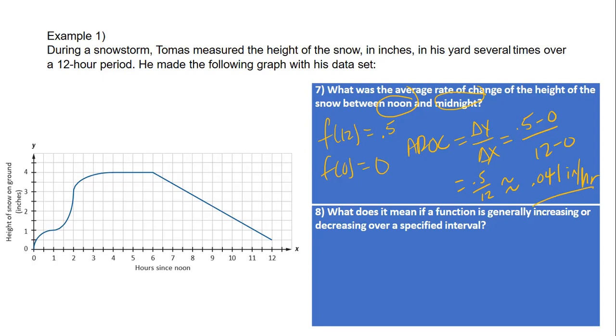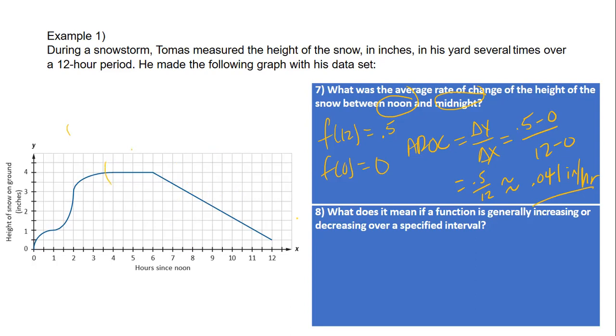Next, what does it mean if a function is generally increasing or decreasing? What this is asking is, in terms of average rate of change, how do I know if a function is increasing or decreasing? Like if all I know is the average rate of change, how do I know if the function is increasing or decreasing? There we go. So we know that it's increasing if the average rate of change is positive.